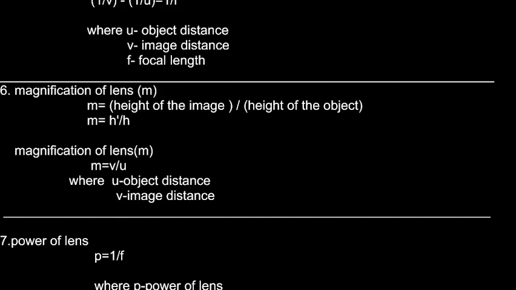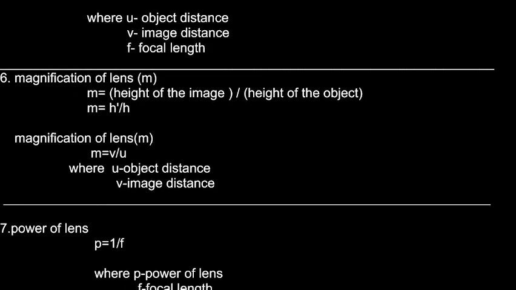Here first we are taking the height of the image to the height of the object. Remember this one well. At the same time, magnification is also given by v by u, where u, as explained before, is nothing but the object distance, and v is nothing but the image distance.